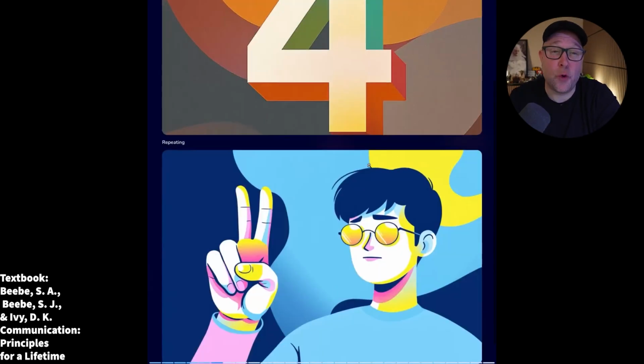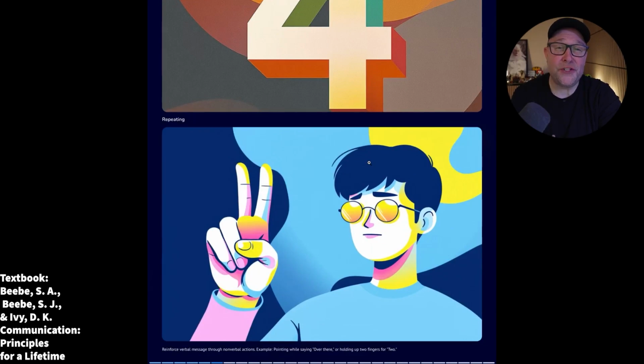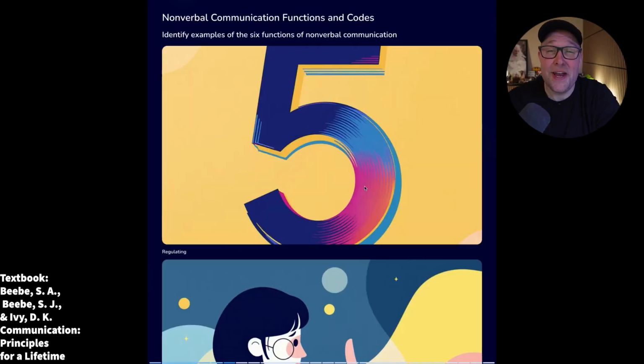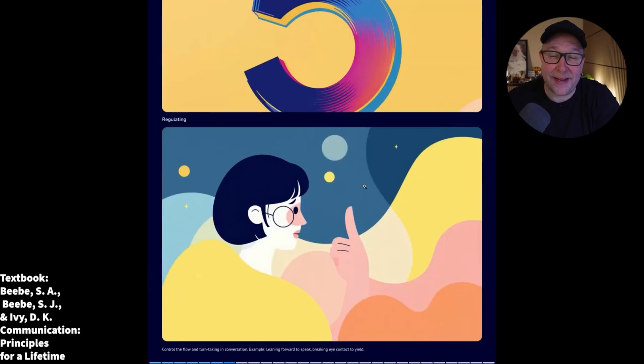Four is repeating. Repeating reinforces verbal messages through nonverbal actions. For example, pointing while saying over there or holding up 2 fingers for 2. Number 5 is regulating. Regulating is controlling the flow and turn taking in conversation. For example, leaning forward to speak or breaking eye contact to yield.